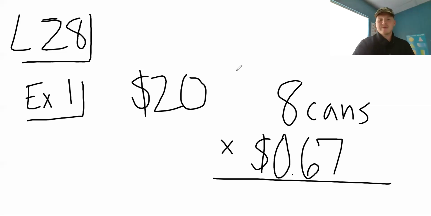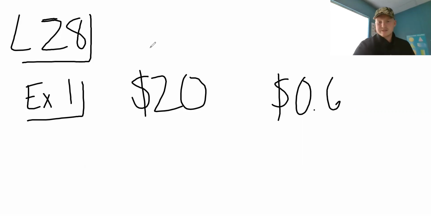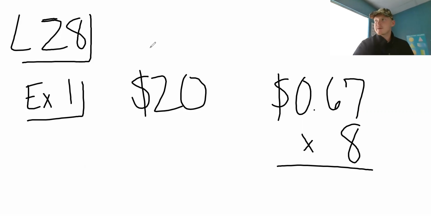So 8 times 67. Let me line this up a little bit better so it doesn't look bad. So I got 0.67 and I got 8. First things first, since I'm working with decimals, I'm going to put my number sign here, and I'm going to put a decimal right there. I'm leaving 2 spots right here and 1 spot right here. So that's a big deal right there. Make sure you always add your decimals when you're working with money, because $5 is going to be a lot different than $500.